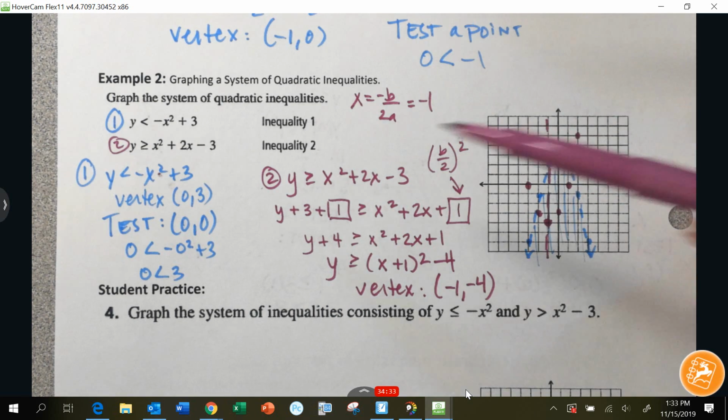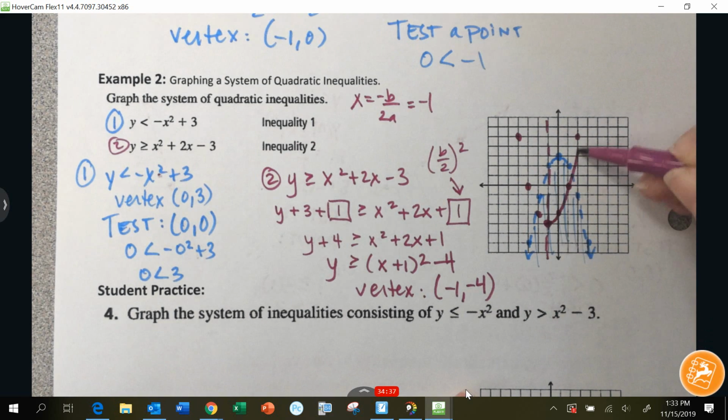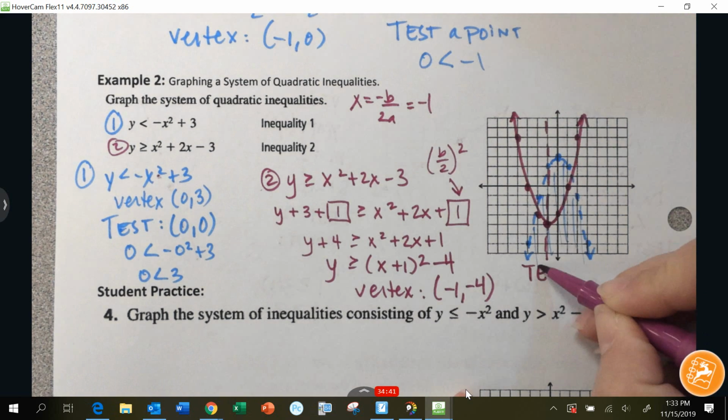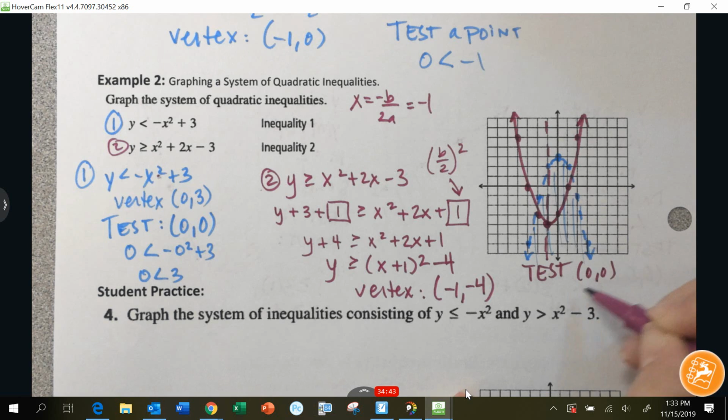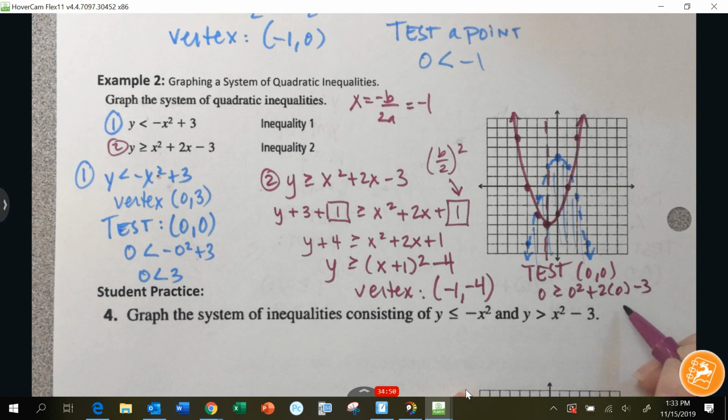Okay, is this dashed or solid, the second one? Solid. And then what point could we check? Okay, let's test 0, 0. So I plug that in, 0 greater than or equal to 0 squared plus 2 times 0 minus 3. So I have 0 greater than or equal to negative 3. Is that true?